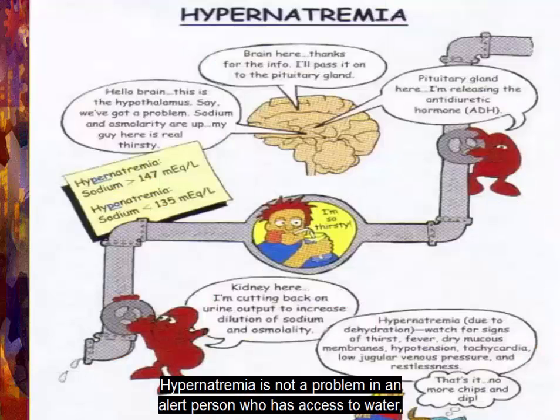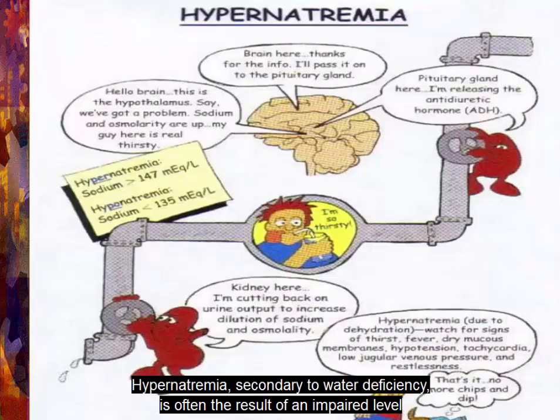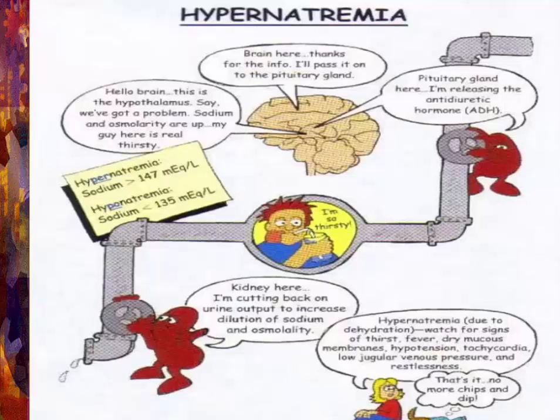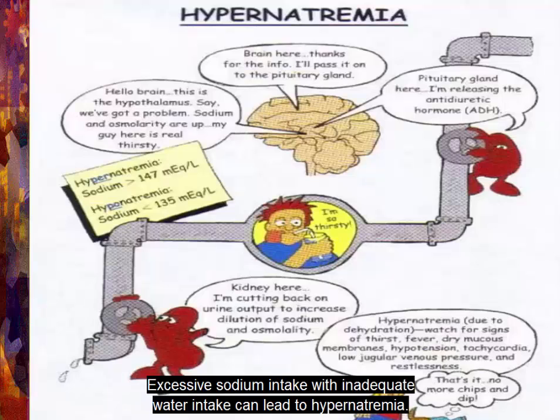Hypernatremia is not a problem in an alert person who has access to water, can sense thirst, and is able to swallow. Hypernatremia, secondary to water deficiency, is often the result of an impaired level of consciousness or an inability to obtain fluids. Excessive sweating and increased sensible losses from high fever can also cause hypernatremia. Excessive sodium intake with inadequate water intake can lead to hypernatremia.